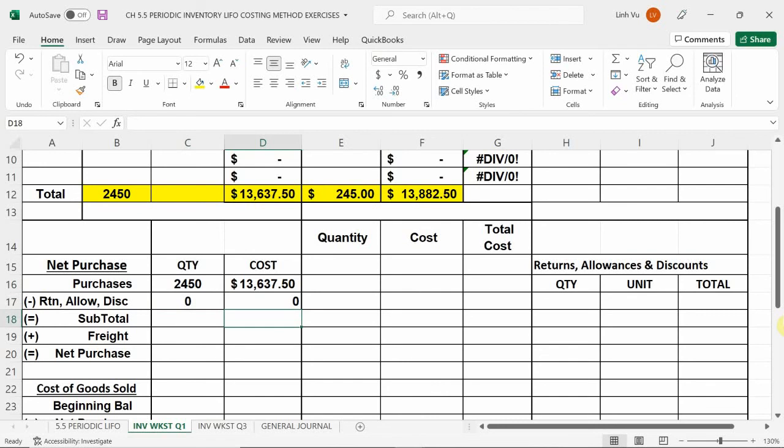In this case, we don't have beginning inventory, so my assumption is I have returns and allowances and discounts, right? I didn't have any, okay? So in this case, it's 0, okay? We didn't make any returns for this one. So in this case, that is what's going to subtract.